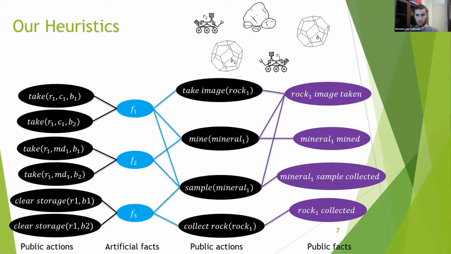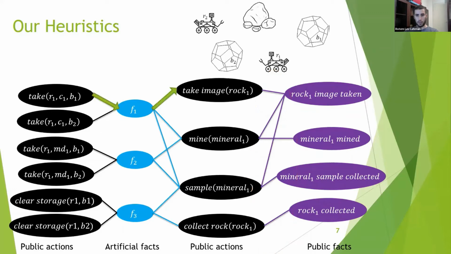Another thing that you should notice in this graph is that the edges have a different role in each layer. The edges between the first and the second layers mean that each of the actions on the left side can publish the artificial fact on the right side. The edges between the second and the third layer mean that the artificial fact on the left side is a precondition of all of the actions that it is connected to. And the edges between the third and the fourth layer mean that the action on the left side has all of the public facts it is connected to as an effect.